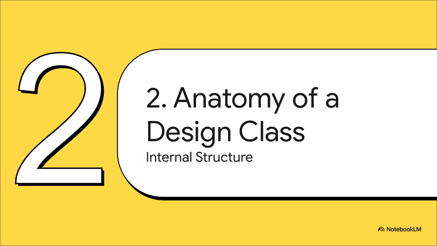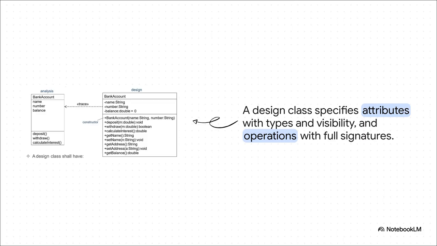Okay, let's move on and really break down the fundamental unit of our diagram, the design class itself. We're going to examine its internal structure piece by piece. What's so powerful here is the incredible level of precision. We don't just say balance, we specify it as - balance: double = 0. Right away, that tells a developer it's private, it's a double, and it starts at 0.